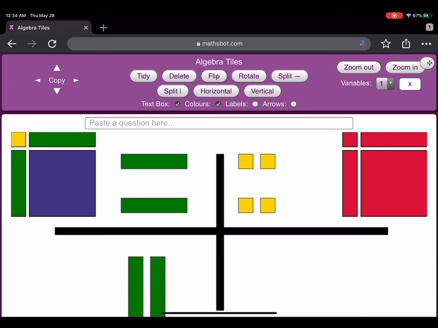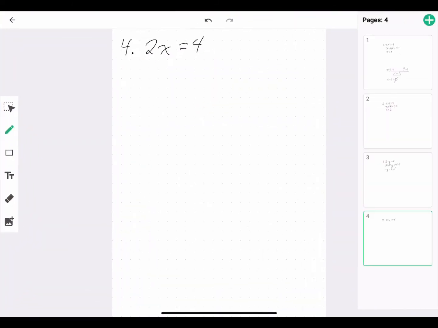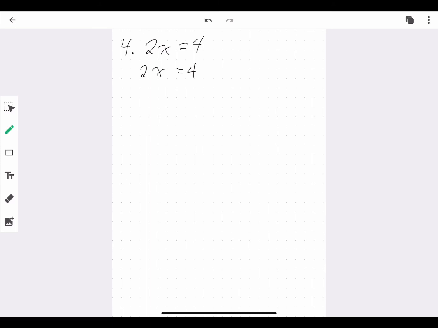Awesome. Hopefully that made sense. We'll do a few more as examples. Let's make sure we know how to do it symbolically as well. So 2x equals 4. And this is where we would be flipping our tiles around. So x equals 2. We were right.